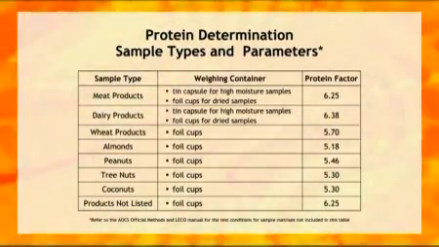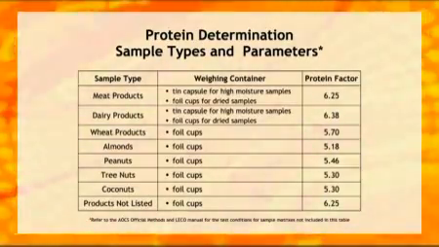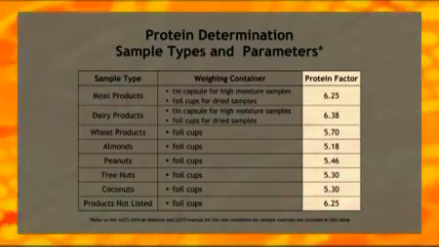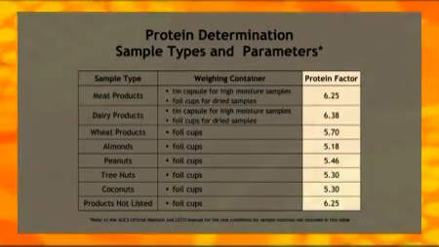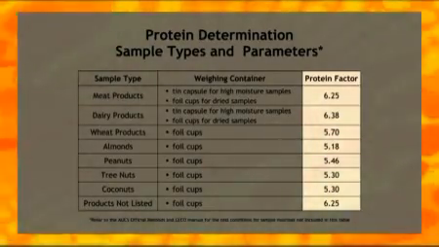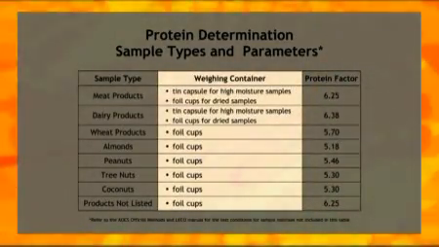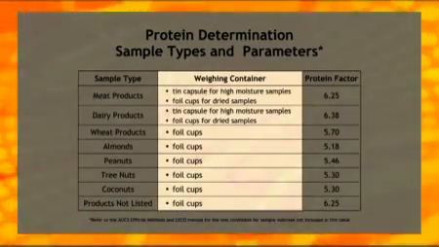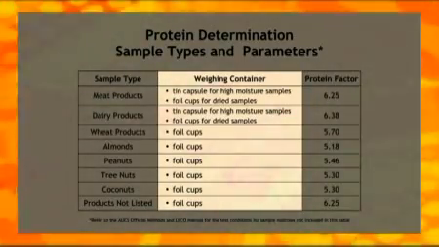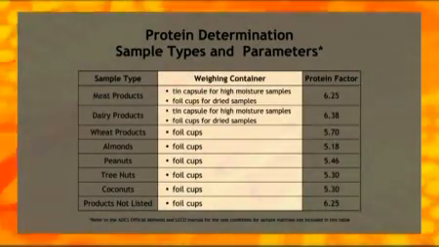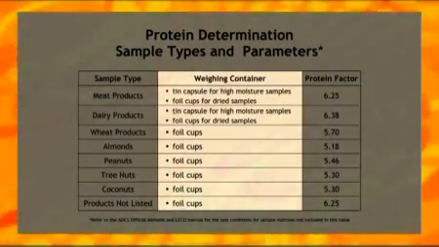This chart shows the sample matrices and the recommended protein factors. The protein factor is the number that will be multiplied by the percent nitrogen result to convert it to crude protein. In addition, this chart suggests the type of combustion container to be used when weighing specific types of samples. The container can be a critical aspect of determining accurate sample weights because of potential leakage and weight variation.